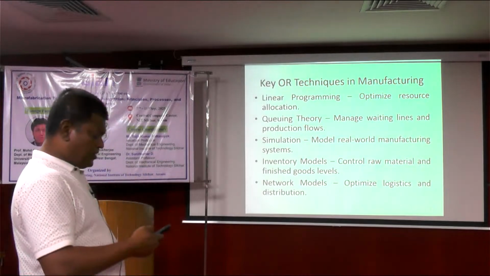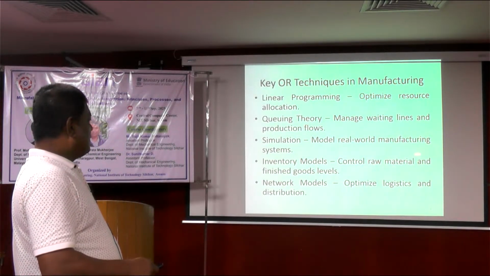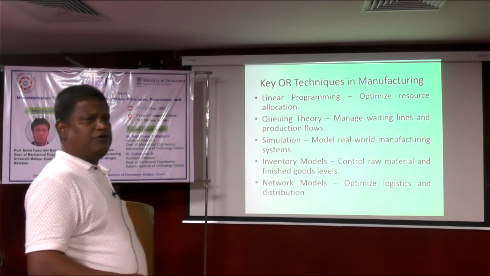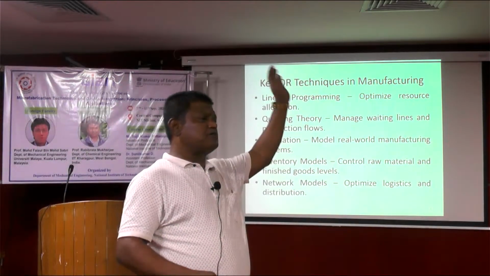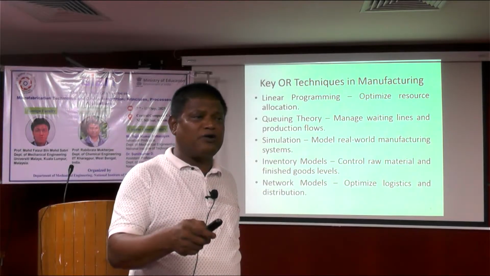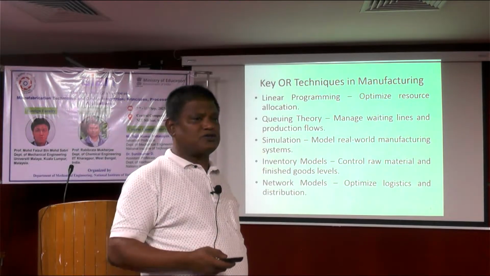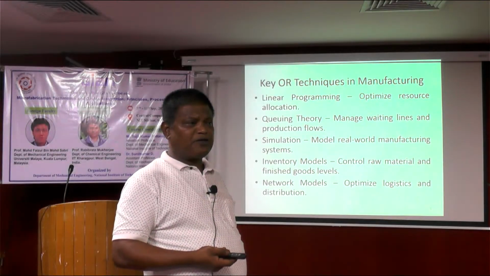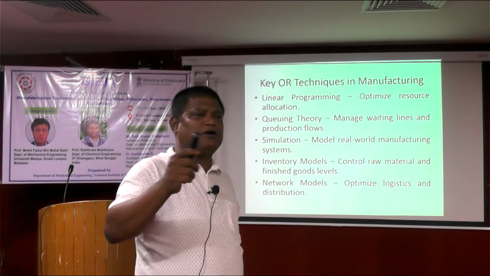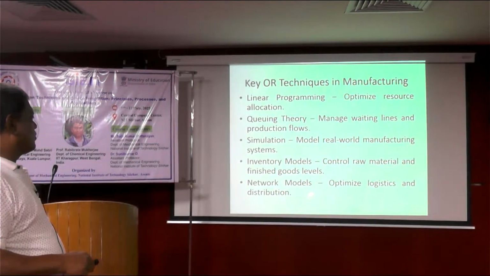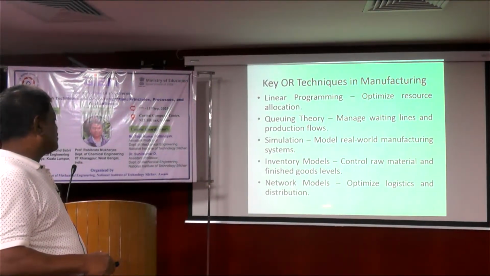Anyway, so different inventory models control raw material and finished goods levels. Similarly, you cannot produce things and keep them stacked, because you can make money only when you sell your product. Then only will you earn money. So it's not that you produce and keep it in your godown. The networking model also optimizes logistics and distribution.